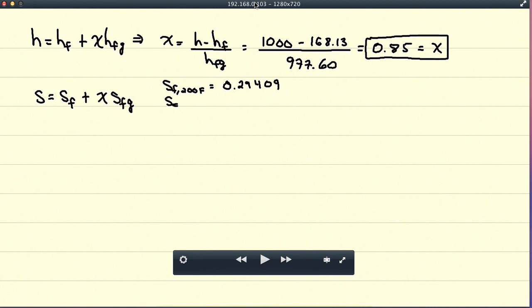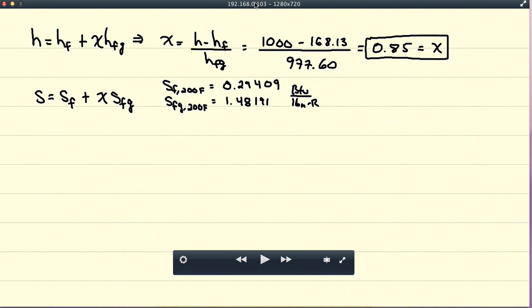And our saturated vapor, our SFG, so just go ahead and use that one. Our SFG at 200 degrees Fahrenheit is equal to 1.48191. I'm being a bit sloppy here. The units on both of these are BTU per pound mass Rankine.